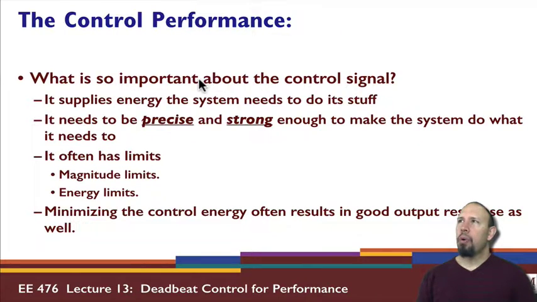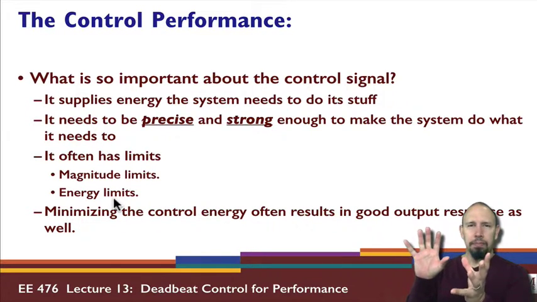So now, what's so important about the control signal? For example, the transient control energy is one thing we were minimizing. What's so important about the control signal? Well, generally, it supplies the energy the system needs to do whatever it's going to do. It needs to be both precise and strong enough to make the system do what it needs to do. There are often limits, magnitude limits, energy limits. So, for example, the energy limits could arise if the system that we're trying to control is, let's say, a satellite, and we're trying to work with the attitude control.